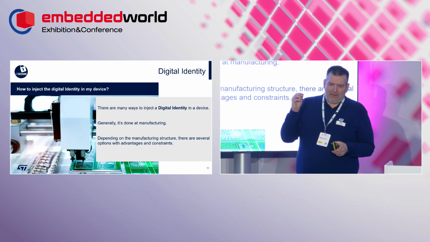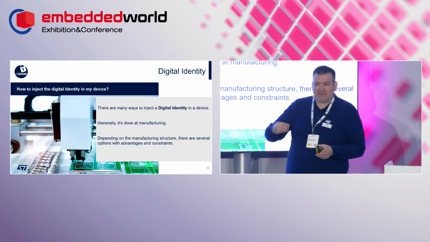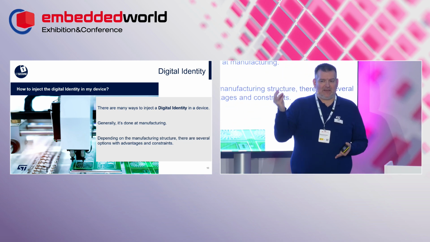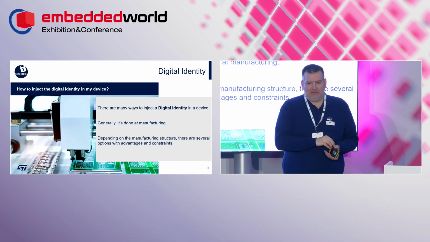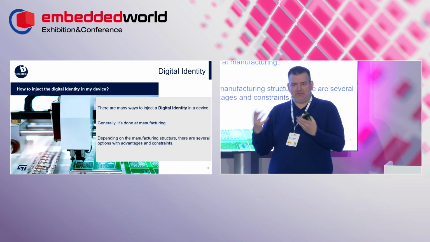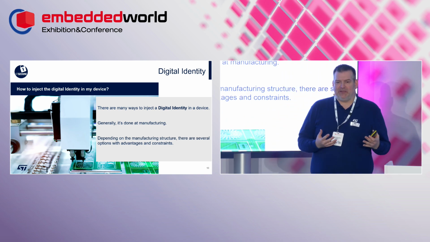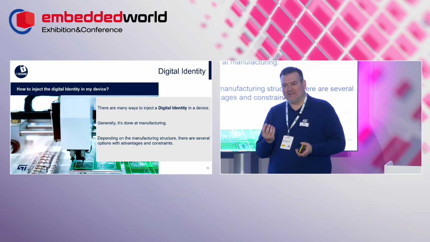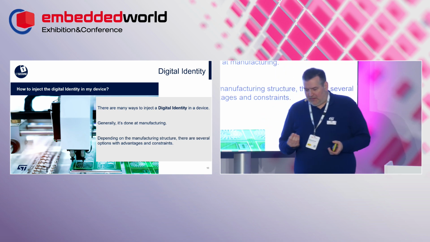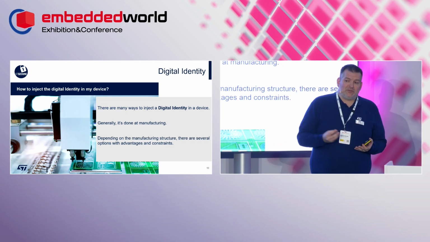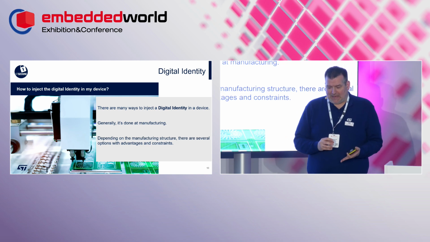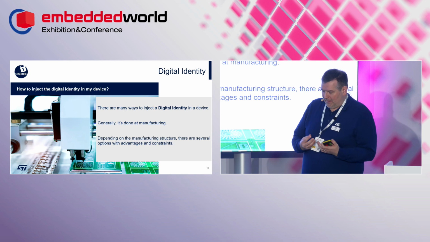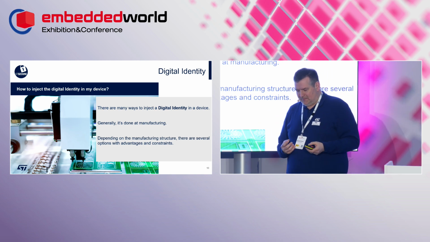So now we know what a digital identity is, what it is for, and the question is how do I inject this digital identity in my devices? Because the certificate is public data. It's not complicated to manipulate. But the private key is something that can be complicated to manipulate. So generally, we want to inject a digital identity at manufacturing time. And depending on the manufacturing structure, there are several ways to do that.